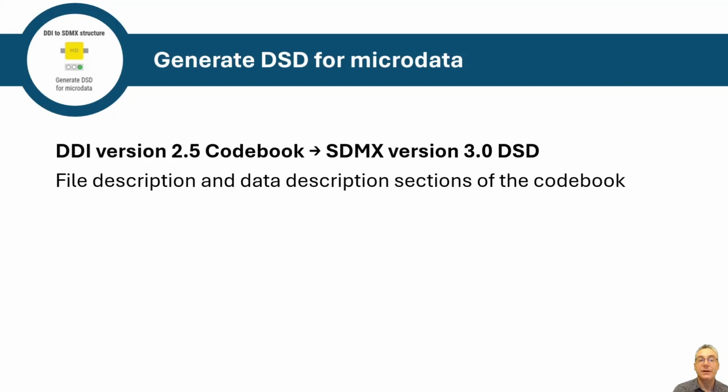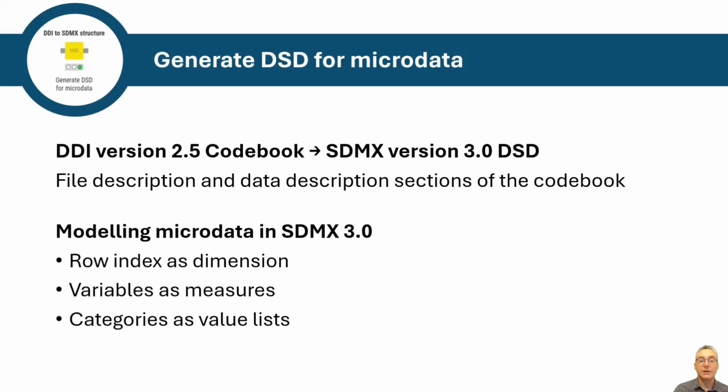For this mapping, the file description and data description sections of the DDI codebook are used, as this describes the dataset structure. With SDMX version 3, this translation becomes more straightforward thanks to the new features designed to support microdata modeling, in particular, multiple measures and value lists. In practical terms, a row index is added as the sole dimension. All variables are represented as measures, and any possible categories used for variable values are modeled using value lists in SDMX.